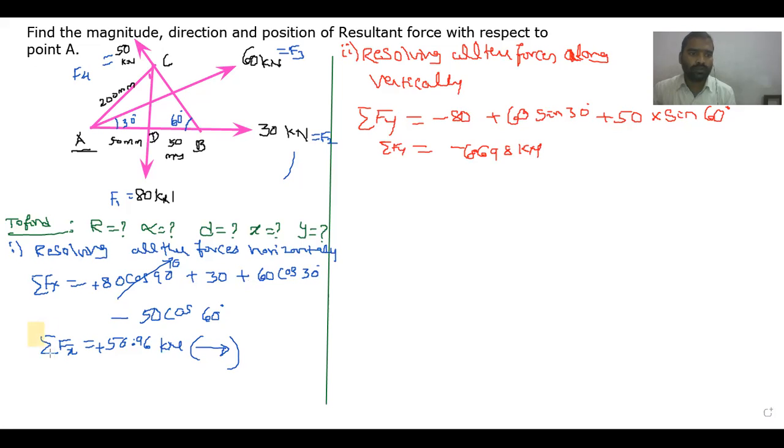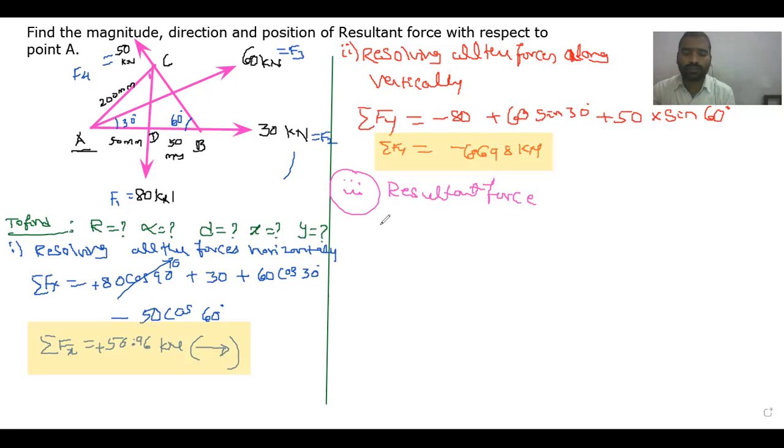So here you have determined the value of sigma fx. Here you have determined the value of sigma fy. Next, the third step is you have to find out the resultant force. So what is the resultant force?